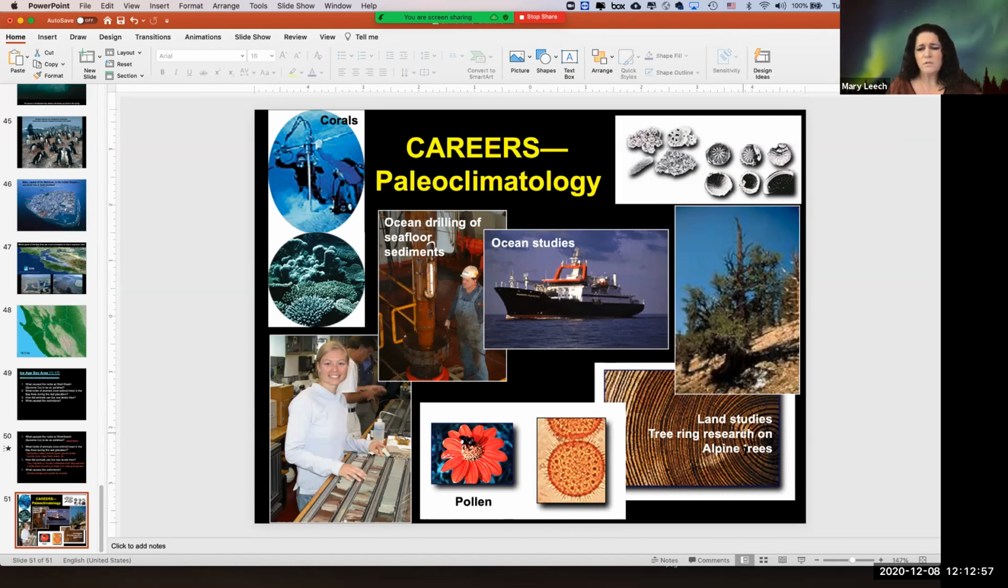I told you about on-land studies using tree rings. The bristlecone pine, those are really old trees. They get studied a lot because they've been around for a long time, and so they record a climate history. But we can go into lots of trees up in the high elevations of the Sierra Nevada or other mountains. You core into these trees and study the tree rings to get information about climate.